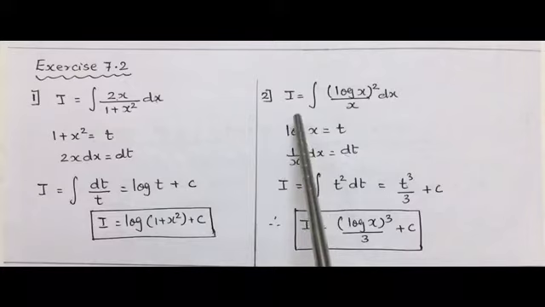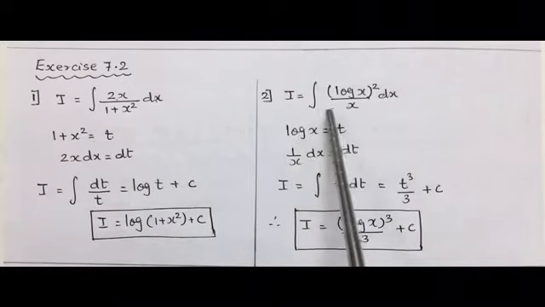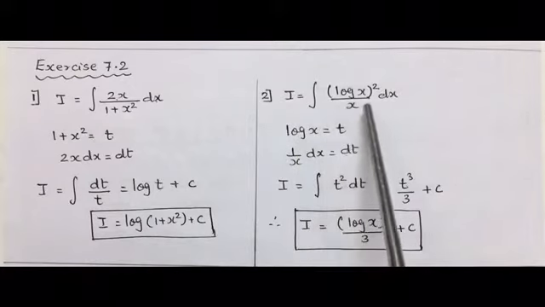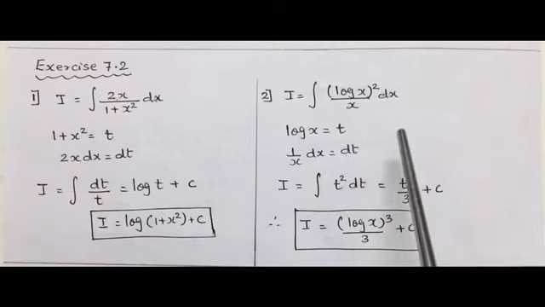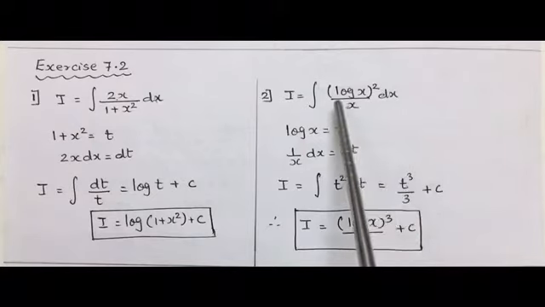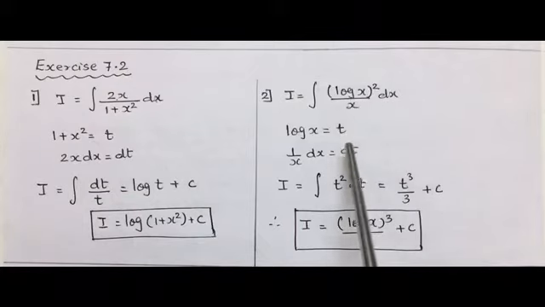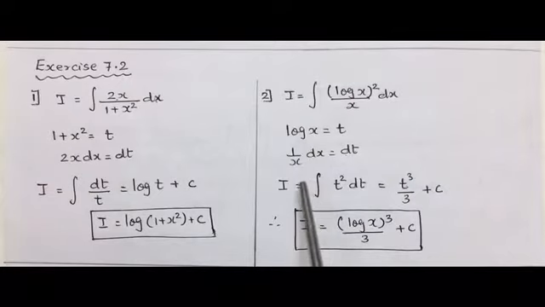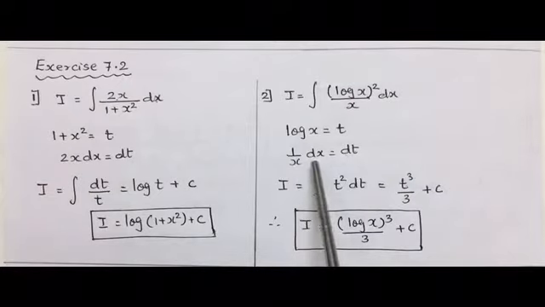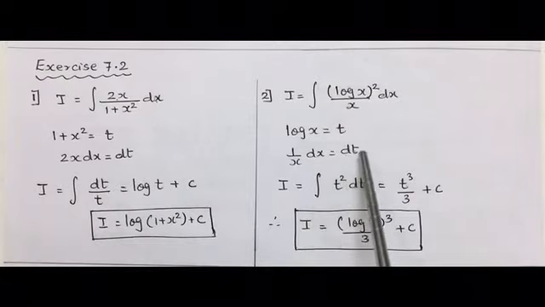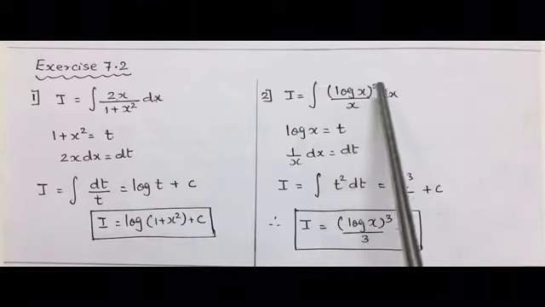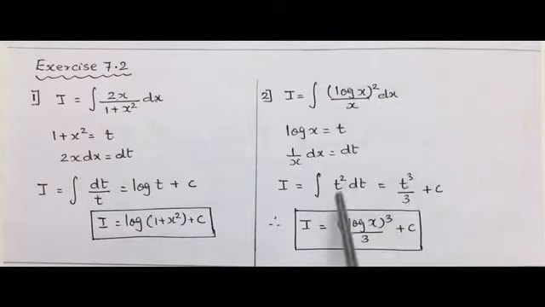Now the second one is I is equal to integration of (log x) whole square upon x dx. Now we know that there is no standard integration for log x directly. Hence we need to assume log x equal to t. The derivative of log x is 1 upon x, and towards x we have to write dx, towards t we have to write dt. So we have 1 upon x dx in the example.